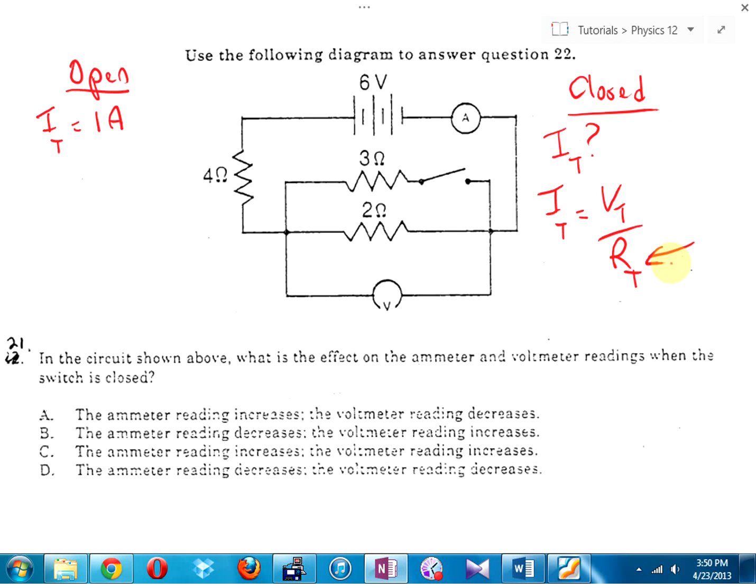You could crunch the numbers. Someone already is, going 1 over 3 plus 1 over 2 and then reciprocaling that. I can do better than that. Remember, I told you guys, anytime you have a parallel resistance section, when you combine it into one, the answer is always going to be smaller than the smallest resistor in there. What's the smallest resistor in here? When you combine it, the answer is going to be less than 2. Which means our total is going to be less than 6. Which means total resistance got smaller. Which means current got bigger.